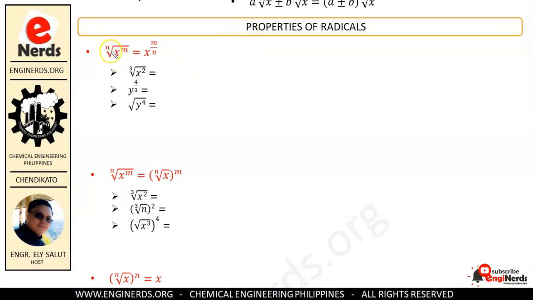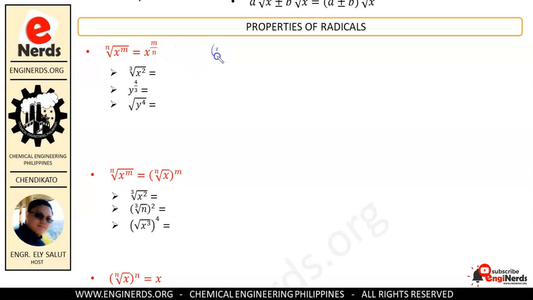So, basically, kung ano yung index ng ating radical, yan naman ang denominator ng ating exponent na fraction. And kung ano naman yung exponent ng ating variable or ng ating number na nasa loob ng radicand, yan naman ang numerator ng ating exponent. So, gamitin natin yan sa ating mga example dito, no?